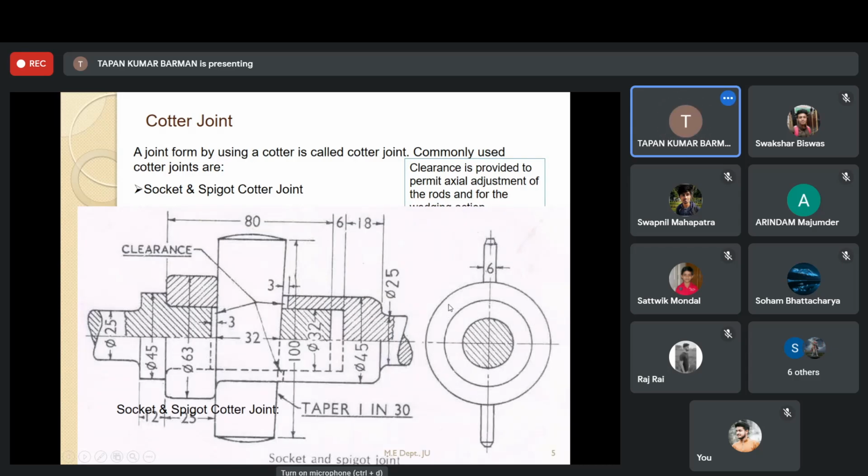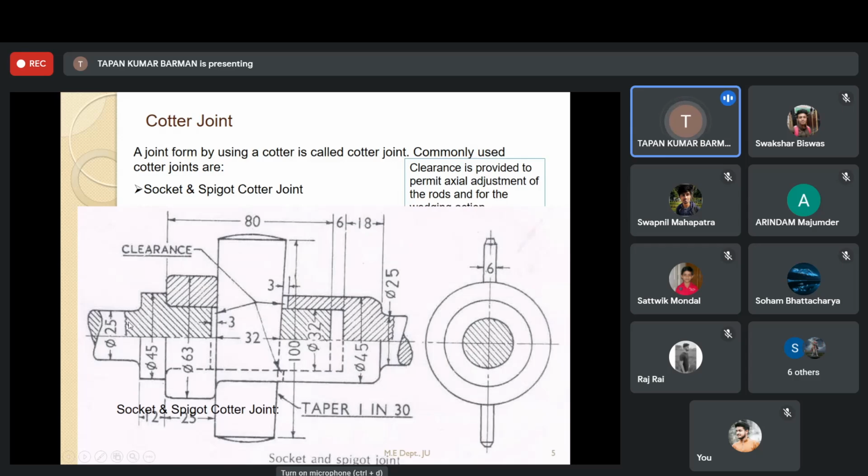Now another thing: even though it is half section, I did not cut that component up to the end of this left hand side component. I have restricted my hatch lines up to this using one zigzag line, and only up to this have I put the section lines.